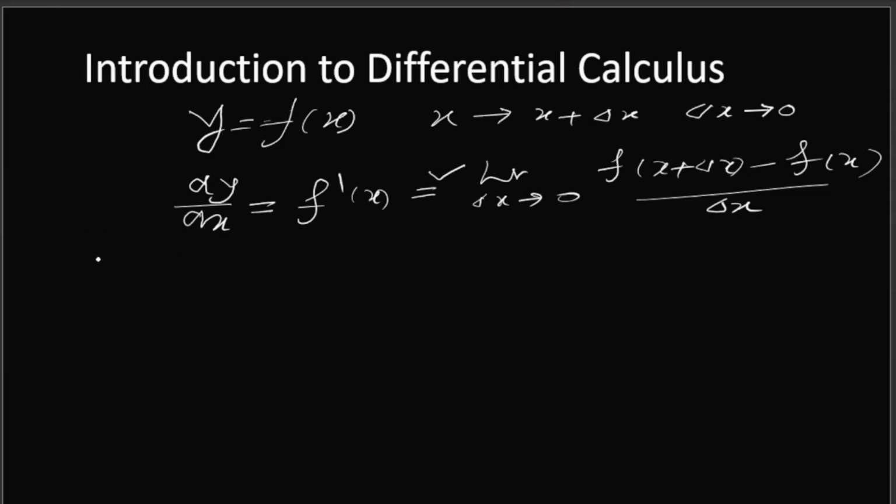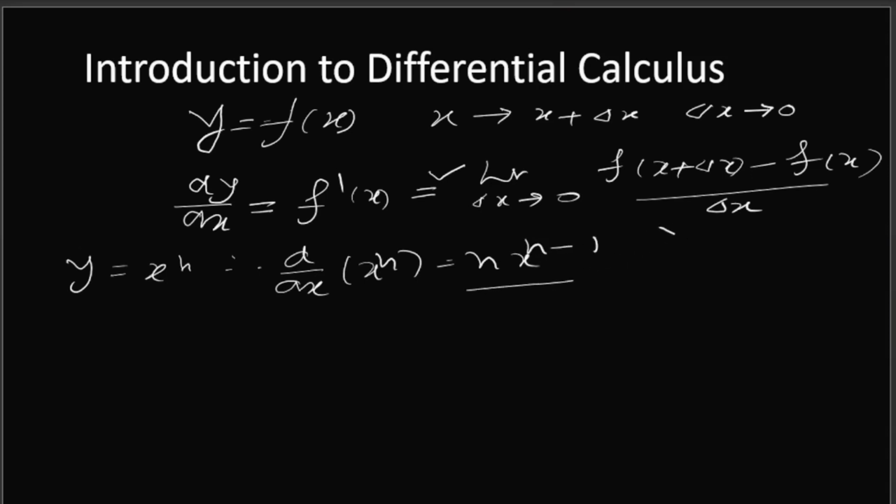Suppose you want to find the derivative of y equal to x to the power n with respect to x. Then d/dx of x to the power n will be n into x to the power n minus 1. So this result comes out from this formula.